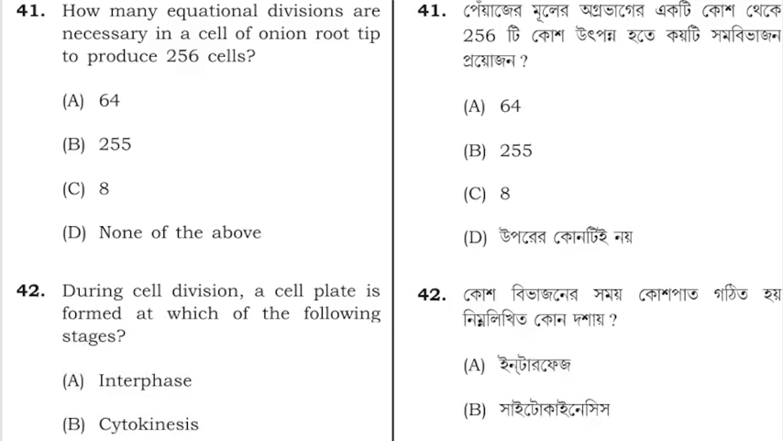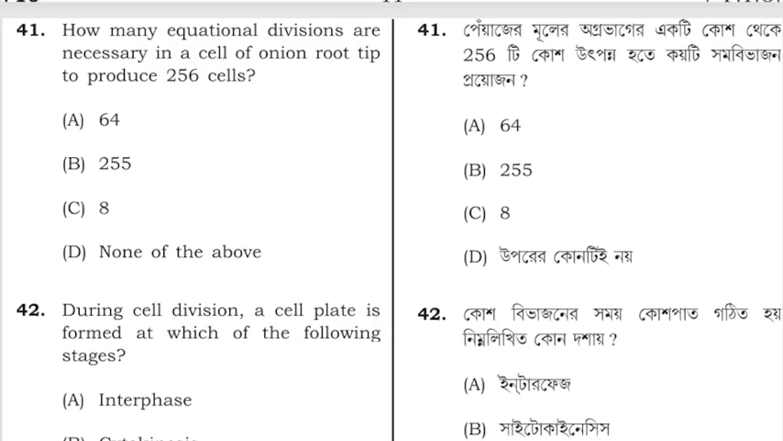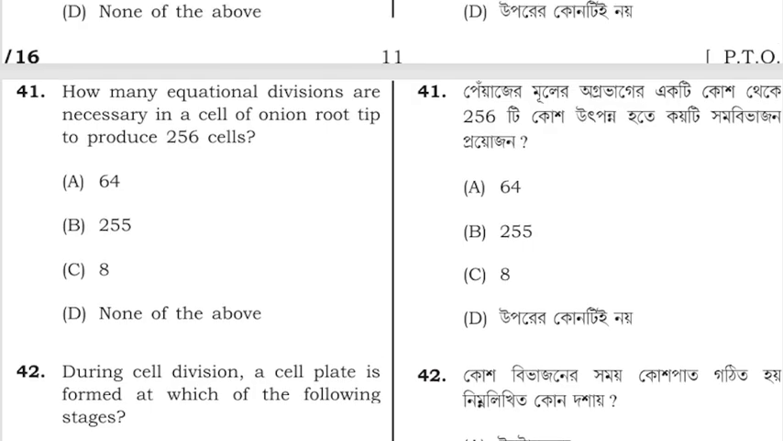Let's begin with the 41st question: how many equatorial divisions are necessary in an onion cell root tip to produce 56 cells? Option A is 64, B is 255, option C is 8 and D is none of the above. The correct answer is option C, that is 8 divisions.